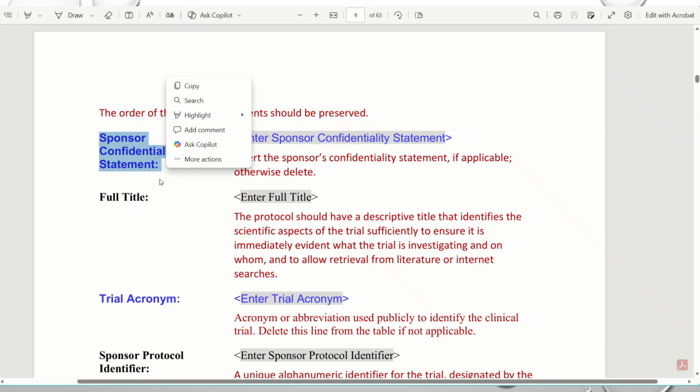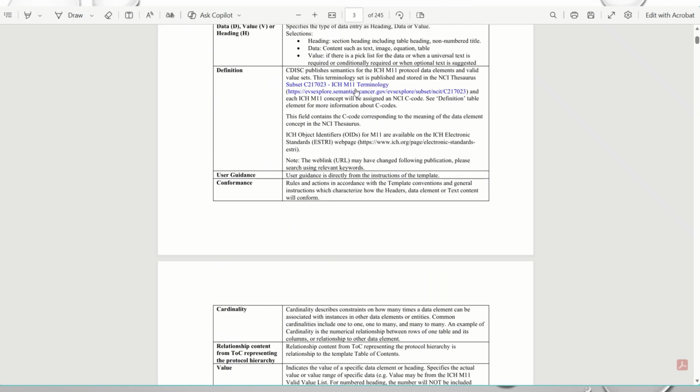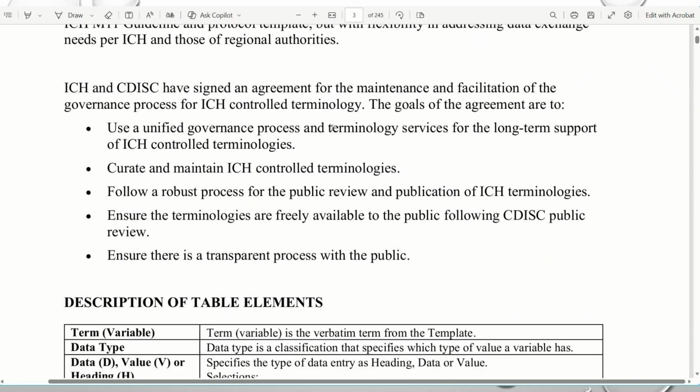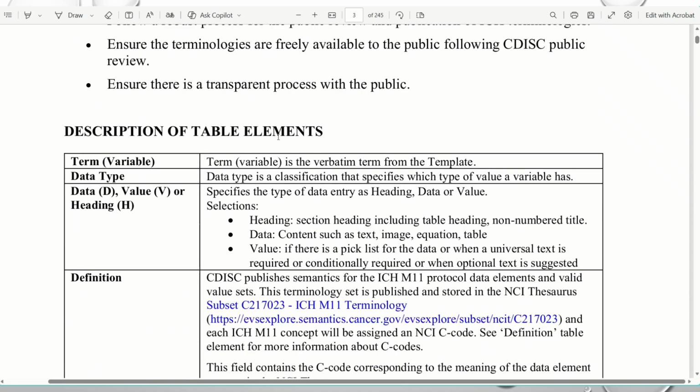Before I go on, I just want to quickly touch on the ICH M11 specification, because this technical specification describes what I'm trying to get across. These are the descriptions of the elements of the table, the table elements. So basically the data type. These are going to be their variables. So each item that is inserted into the title section is a variable, and they can be of various types. They can be a data type, and the data type will be specified, and they can have this characteristic, which is they can be a heading, they can be a value, or they can be a data.